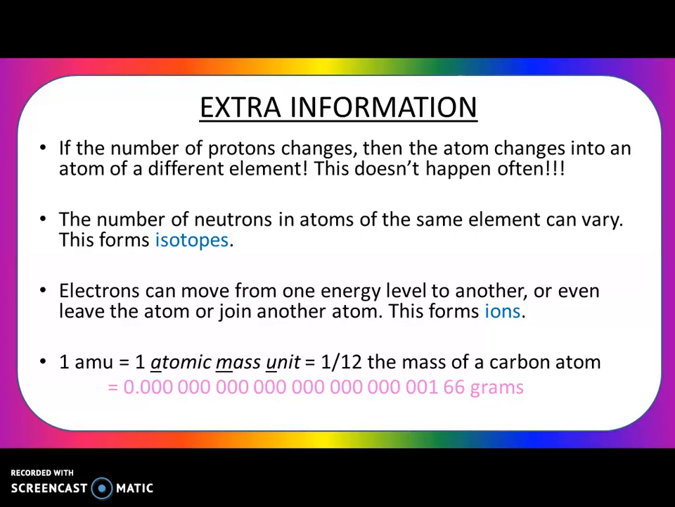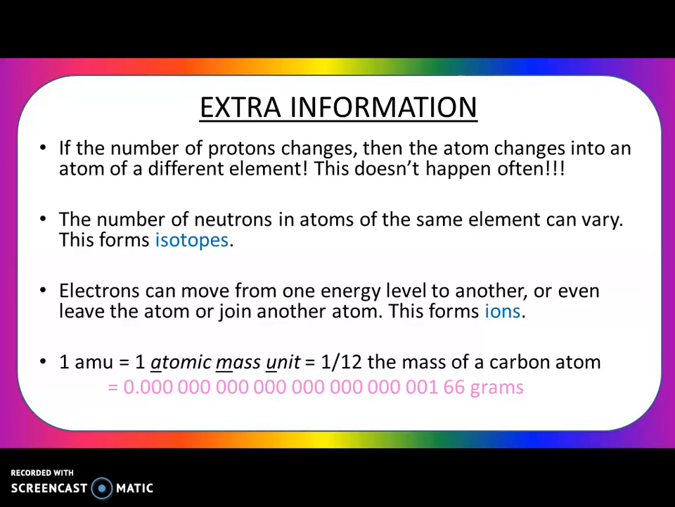The neutrons are important as well, but the number of neutrons in an atom, even of the same element, can vary. This forms the isotopes. Here's another vocab word. Highlight it, circle it, something. This forms the isotopes of different elements. For example, carbon always has 6 protons, but some carbon atoms have 6 neutrons, some have 7 neutrons, and some have 8 neutrons. So those are isotopes: carbon-12, carbon-13, and carbon-14.